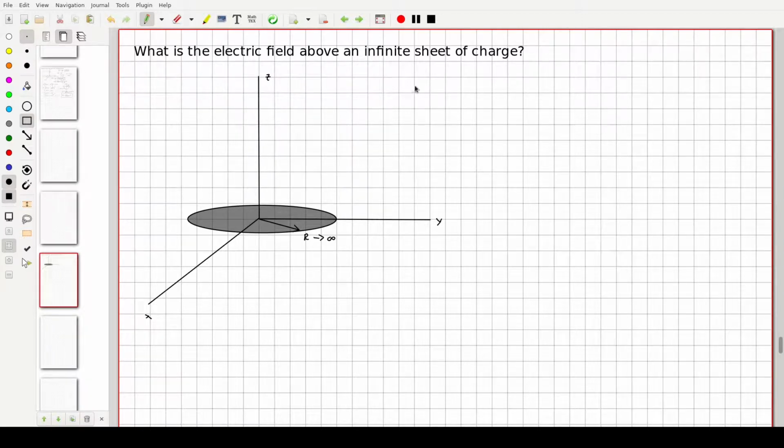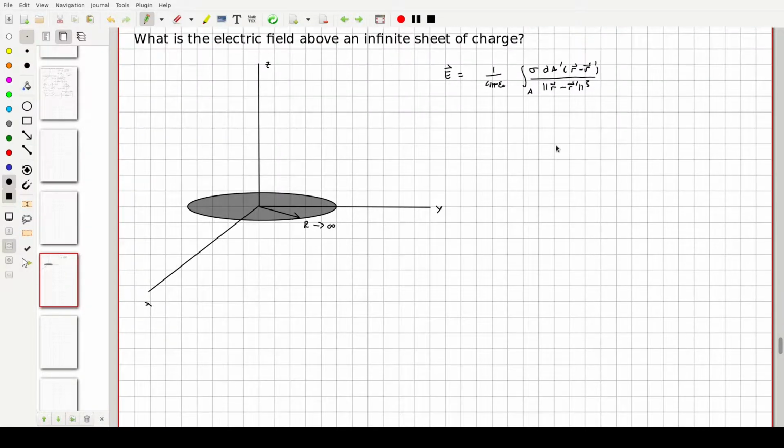So just to remind you, the electric field here, if we're going to integrate over an area, looks like 1 over 4 pi epsilon naught, the integral over the area, whatever that's going to be, sigma. Now remember, this is charge density over the area. dA vector r minus r prime divided by r minus r prime cubed. So it's the same form, just now we're integrating over an area as opposed to a line.